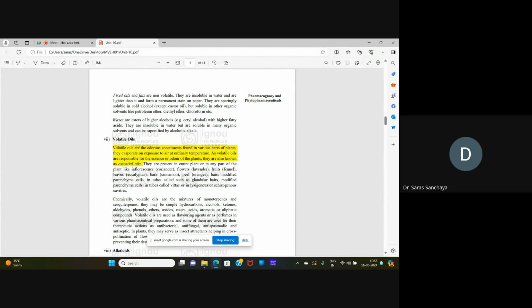As volatile oils are responsible for the essence or odor of the plants, they are also known as essential oils. So it can be found in many plants like inflorescence of coriander, flowers of lavender, fruits of fennel, leaves of eucalyptus, bark of cinnamon, and peel of oranges.